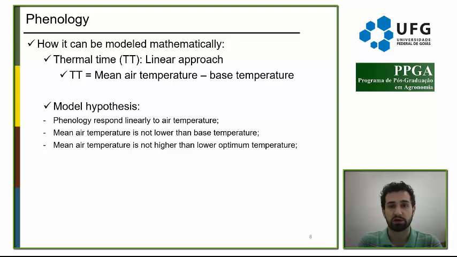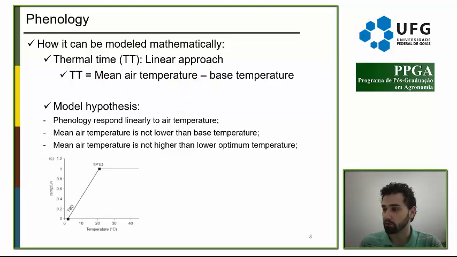Phenology responds linearly to air temperature. Temperature increases, the crop increases the development. Mean air temperature is not lower than base temperature, so this can't be a negative result, only positive. The mean air temperature is not higher than the optimum temperature. So when the temperature is too high, the crop starts to reduce development, so the environment can't have a temperature higher than the optimum.